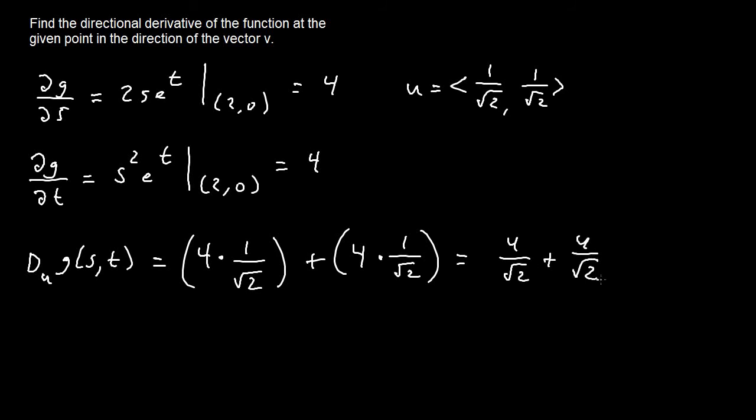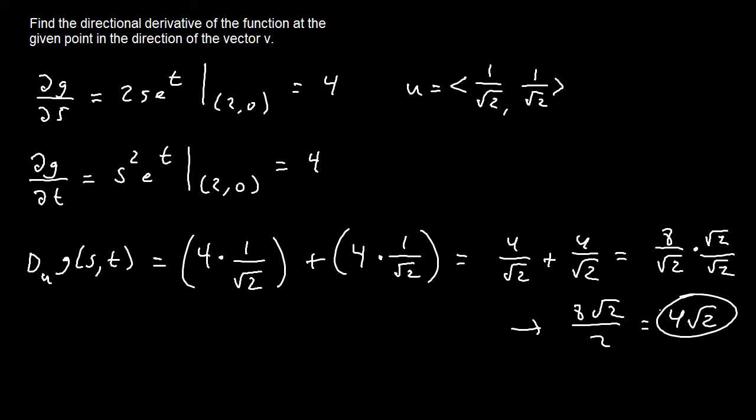So in this case, we can add the fractions, and so we'll get 4 plus 4 is 8, so 8 over the square root of 2. If I want to rationalize the denominator, I can multiply by square root of 2 over square root of 2. So then we'll get 8 times the square root of 2 over 2, which can simplify to 4 times the square root of 2. And so the next set of problems are going to be about maximizing the directional derivative.